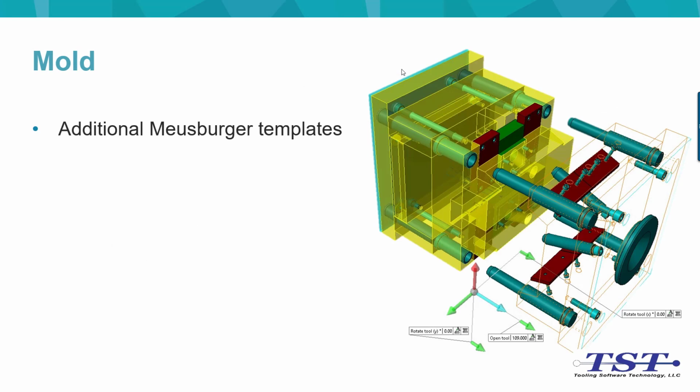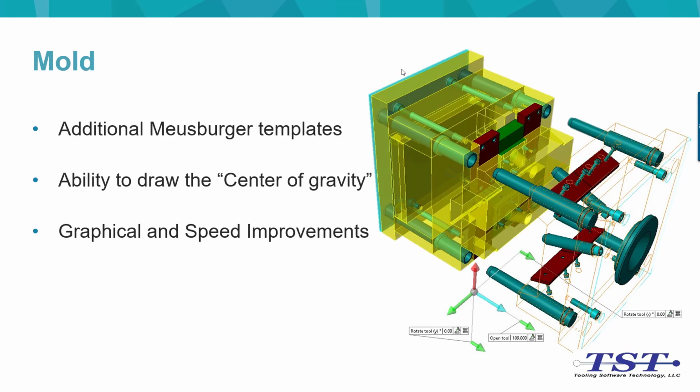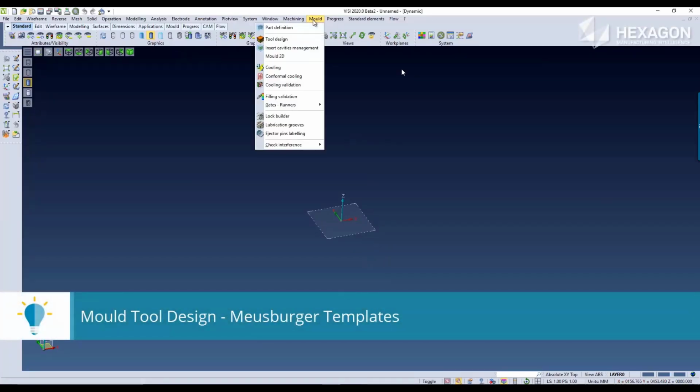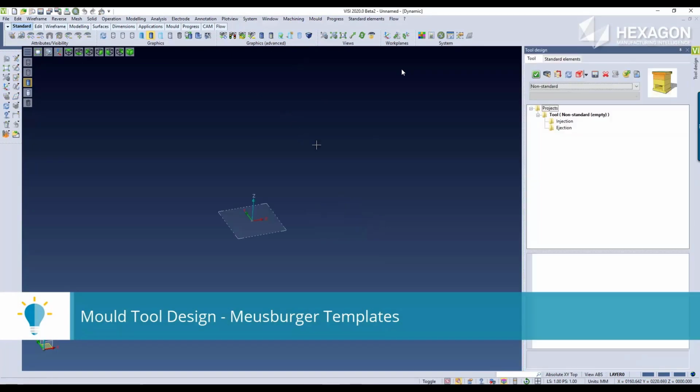So continuing on, there's a few additional templates that have been added for the Meusburger area. We have the ability to draw a center of gravity on our part. And of course, as mentioned before, graphical and speed improvements. So I'll just show some of those Meusburger templates real quick.